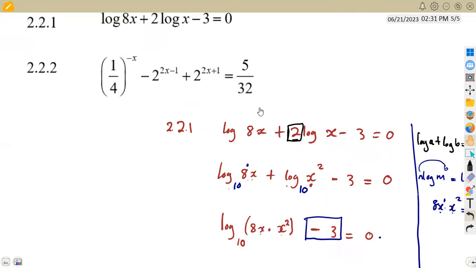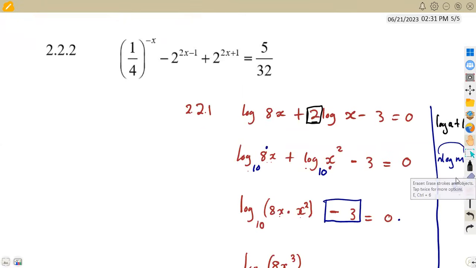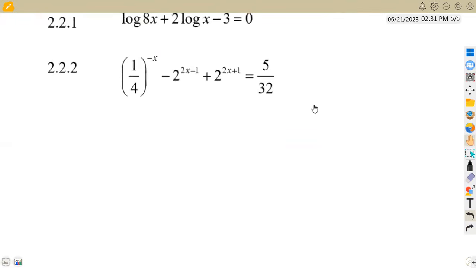Then we move on to question 2.23, which is again to solve for x. But this time, this is not a log, it's a direct exponential that you're given. Check 7 marks for that.